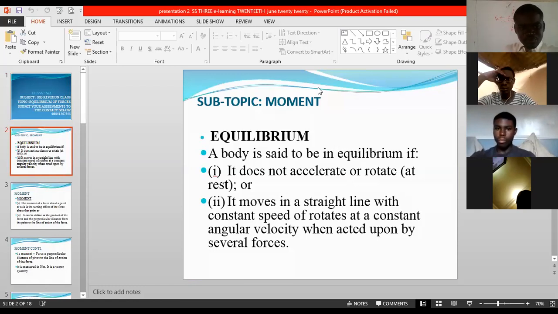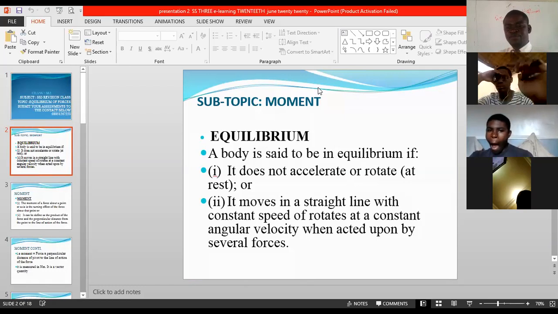Equilibrium. Our subtopic is moment. So at the end of this class, we should be able to define the moment of a force, the principle of moment, the equilibrium of forces, types of equilibrium, and application of couple, which we did in SS1. So now let's move on.